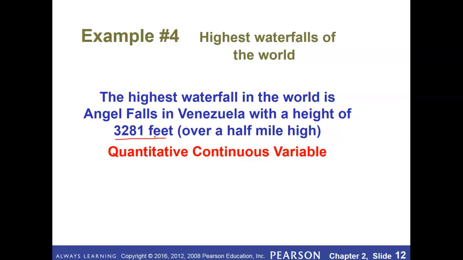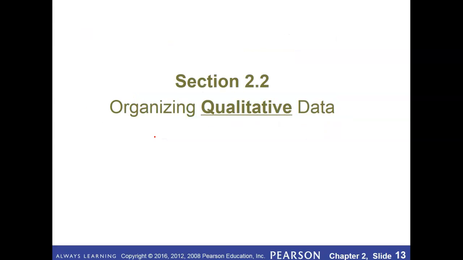So that is assignment 1, and we're going to be moving on to qualitative data when we move to assignment number 2 in our next lesson.